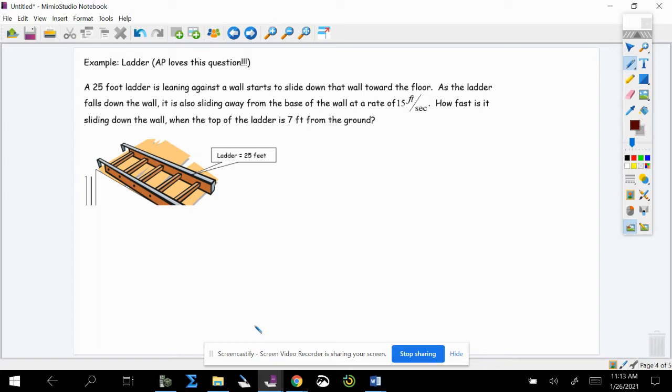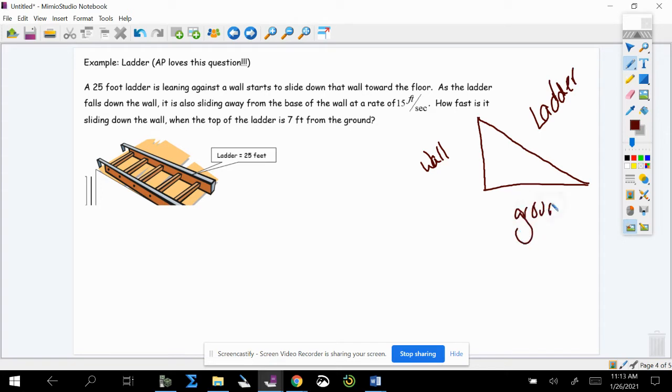So again, I have horrible artistic ability, but this is what we're going to picture. We've got this wall here. Let's call that a wall or a building. And we've got a ladder, which I'm not even going to try to draw, that's leaning up against the wall. And here's the ground.